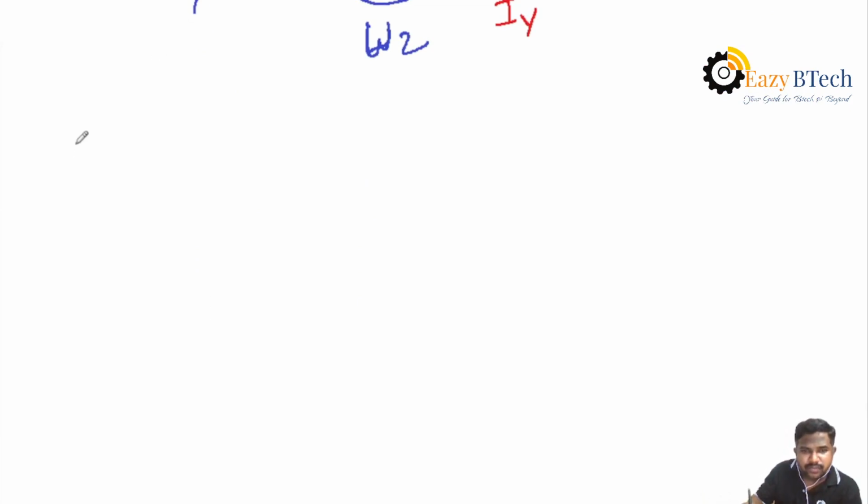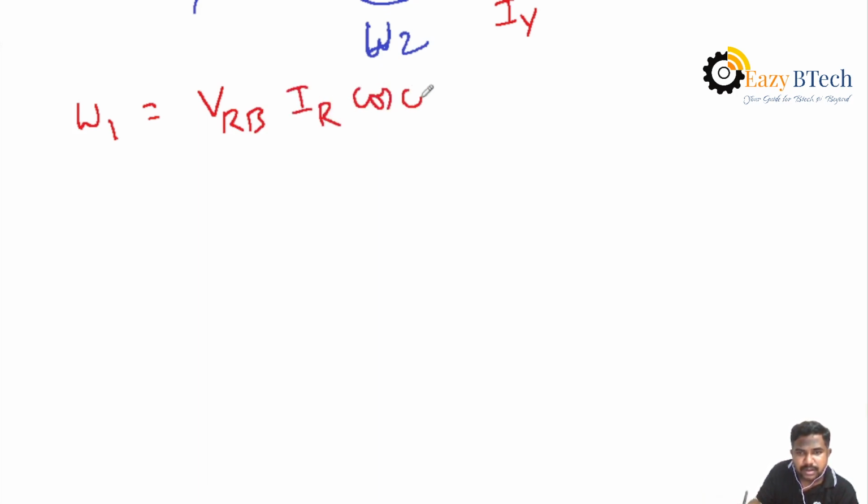The reading of the wattmeter shows, we know the formula for power here, that is V I cos phi. Nothing but that is W1. W1 is the wattmeter connected in R phase. Then the voltage is VRB. The passing current is IR. Let the phase angle be phi 1. The angle phi 1 is the phase angle difference between VRB and IR.